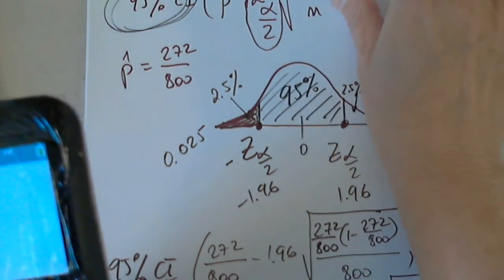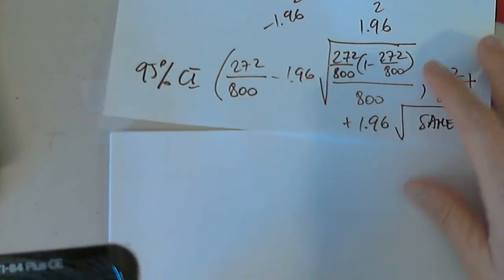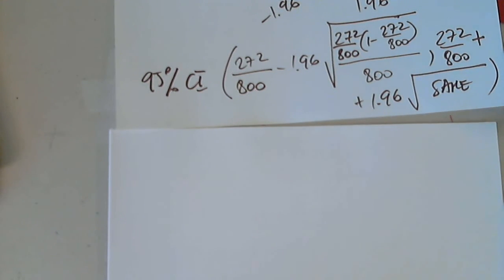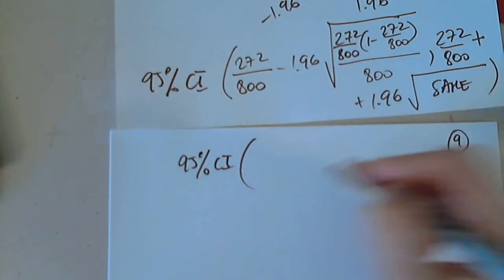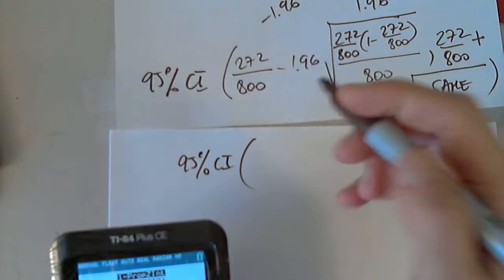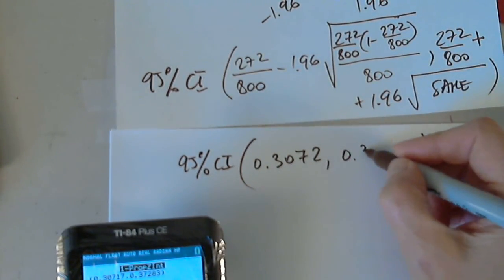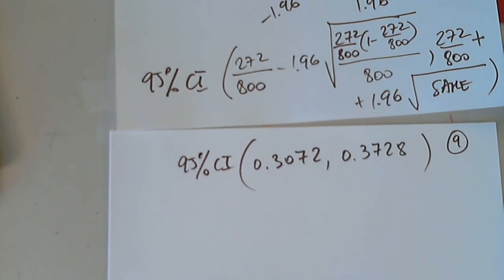So if we repeat the experiment 100 times, 95% of all these intervals have to contain what we don't have, the true population proportion that I do not have. So a 95% confidence interval is 0.3072, 0.3728. Let's look at StatCrunch.